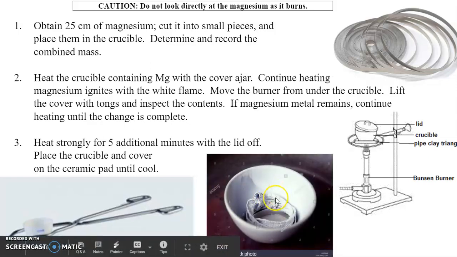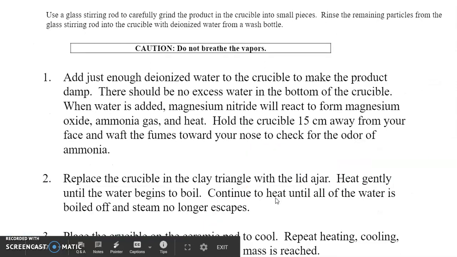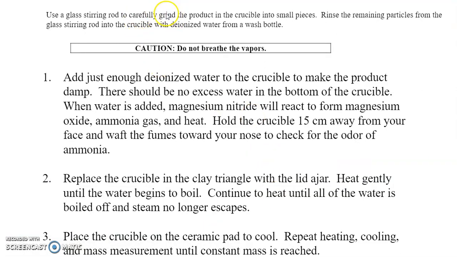So it's kind of ashy. And then the next step, we're going to take a glass stirring rod and carefully grind it up into smaller pieces. So it'll be really fragile at this point. And then some of those pieces will be on the glass stirring rod, so we can rinse those into the crucible with deionized water or distilled water. So we want to make sure that, again, we're not taking any of our product and moving it away from our experiment. We want to keep everything in that crucible.